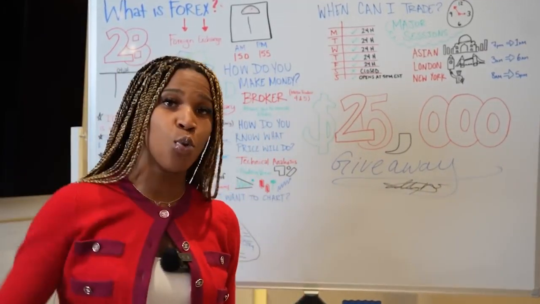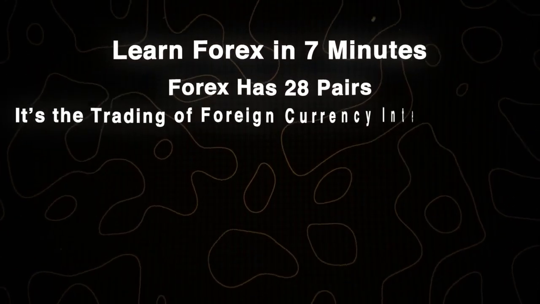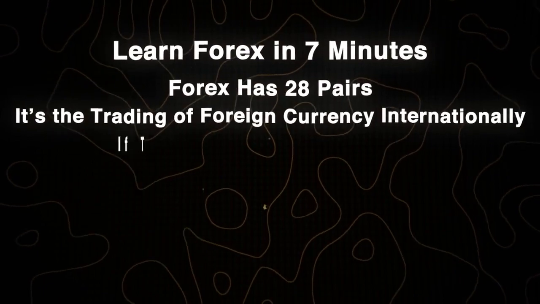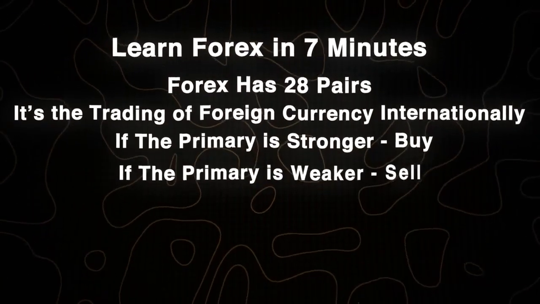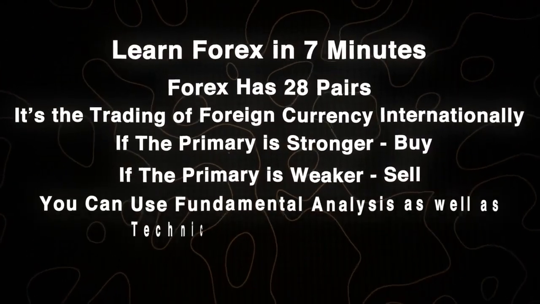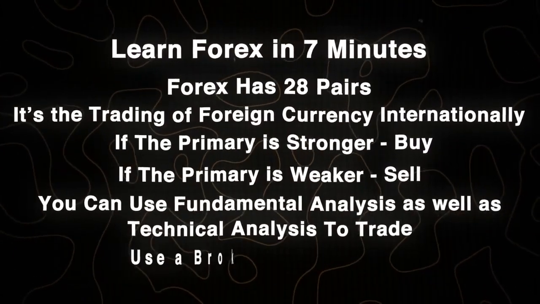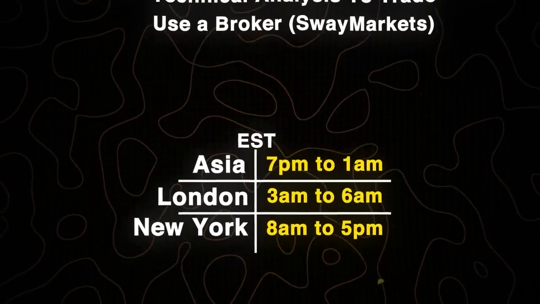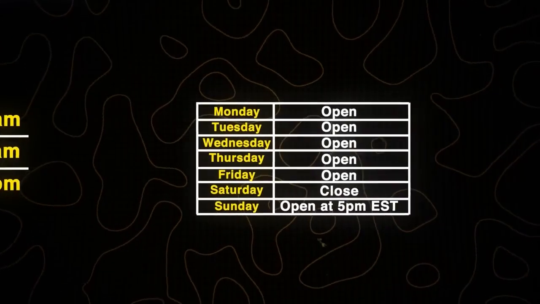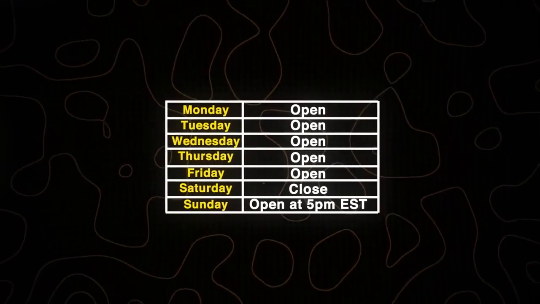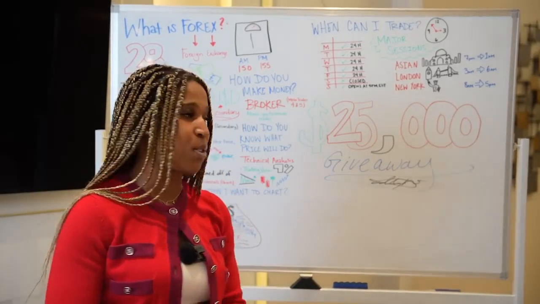So just to reiterate and review, Forex has 28 pairs. It is the trading of foreign currencies internationally. If the primary is stronger than the secondary, it's going to buy. If the primary is weaker than the secondary, it's going to sell. You can use news. You don't have to learn technical analysis, but you can learn technical analysis. Use a broker. Remember, these are your major sessions, so you can take a screenshot if you want to. And the hours that the market is open and the days: 6 days a week, almost 24 hours.